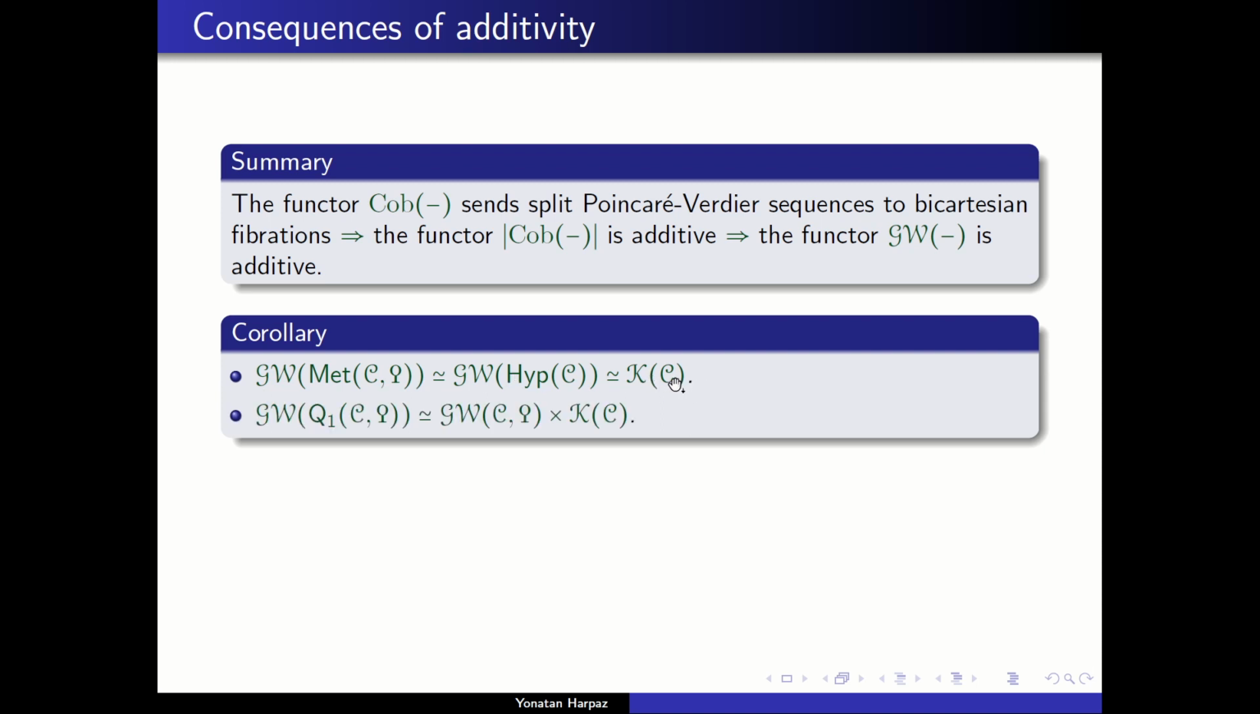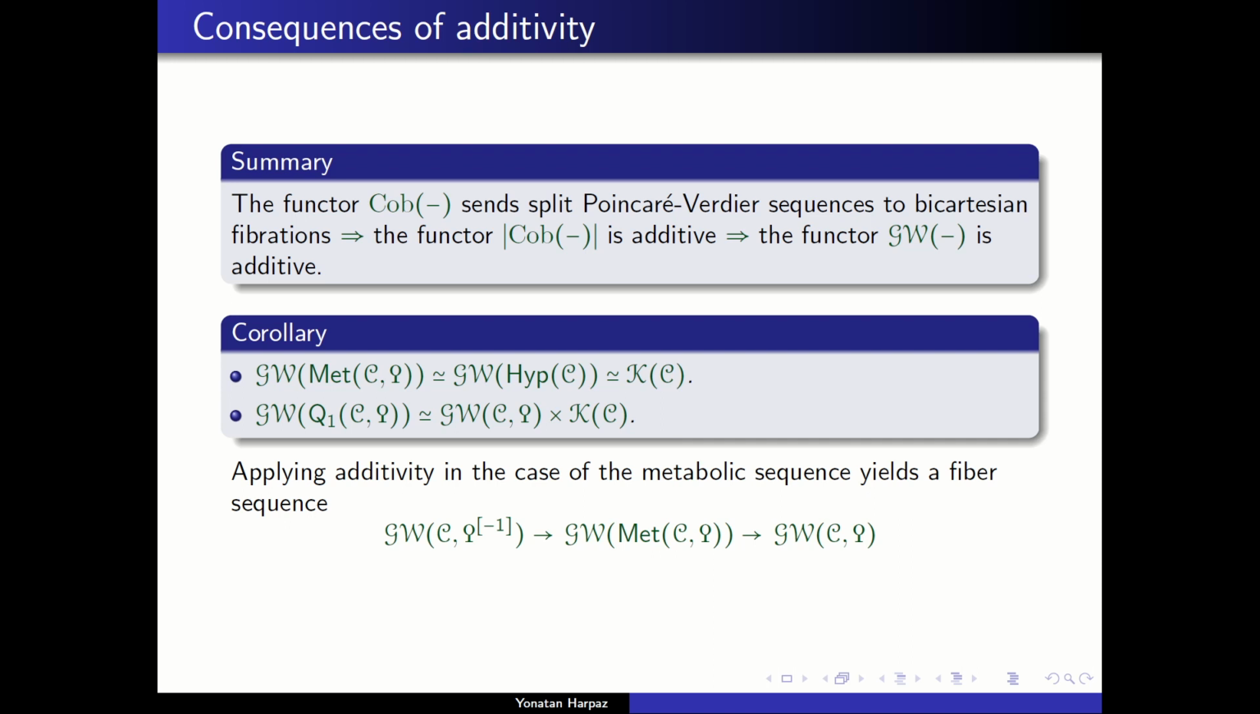Another thing that we saw for every group-like additive functor is that the value on Q1 breaks as the value on C^[1] and on the hyperbolic category. And so we can deduce that the Grothendieck-Witt space of Q1 C^[1] breaks as a product of GW of C^[1] and the K-theory of C.